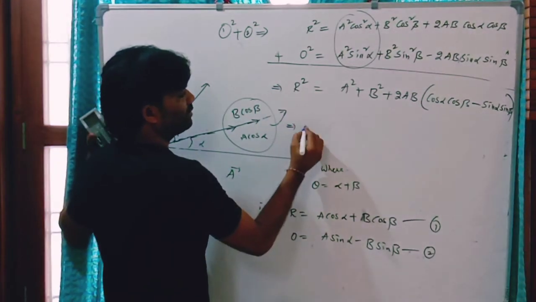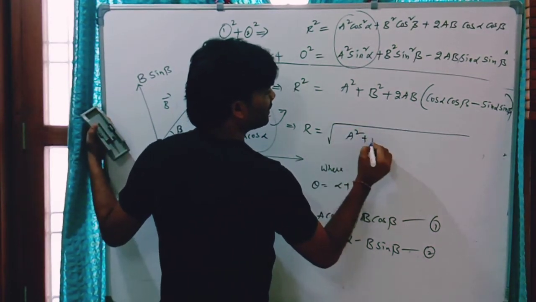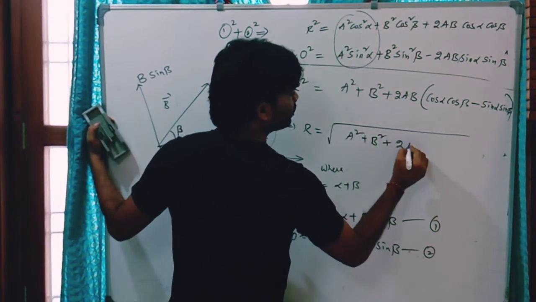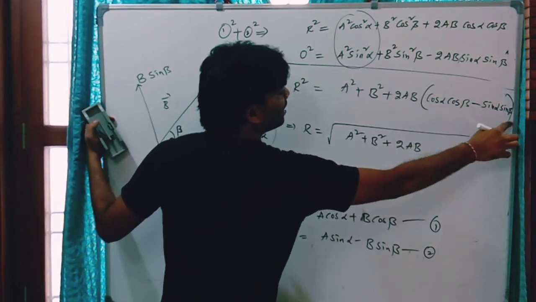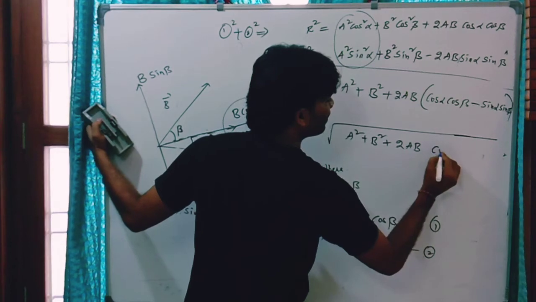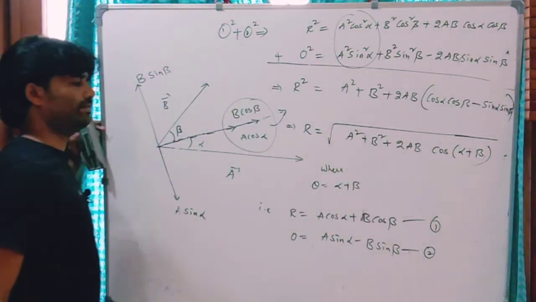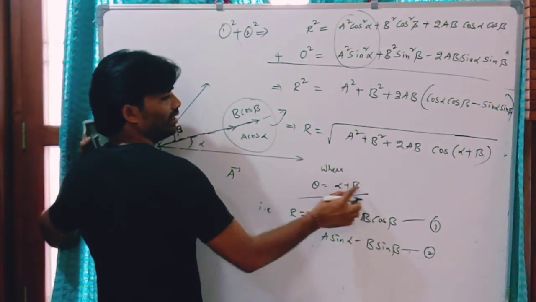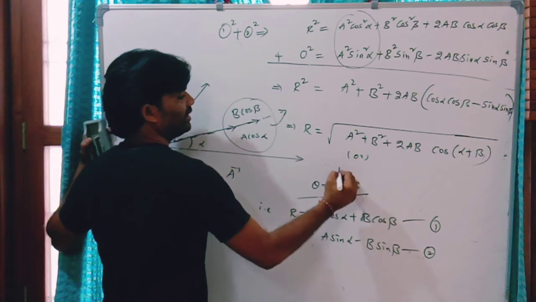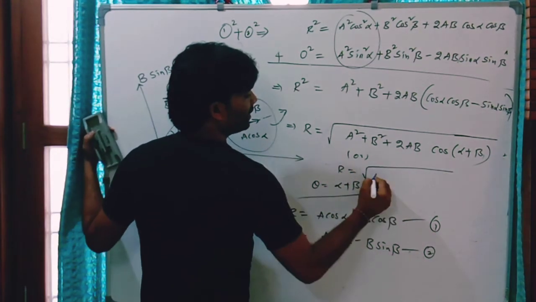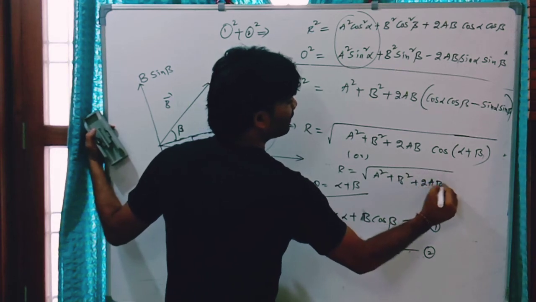r square is equal to, or r is equal to root of a square plus b square plus 2ab. This is what? The cos a cos b minus sin a sin b form. So it gives cos of a plus b. That is the form. What is alpha plus beta? Theta. So the resultant is equal to root of a square plus b square plus 2ab cos theta.